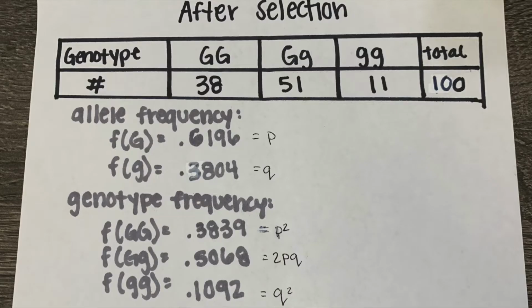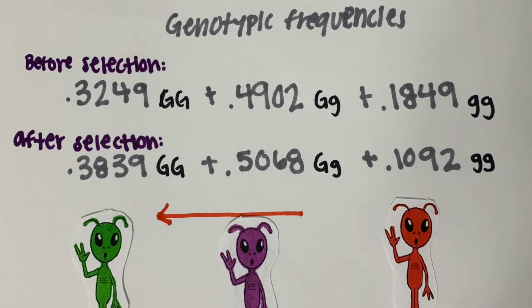We can use these genotypic frequencies to work backwards and calculate the allele frequencies left in the population after selection. At the top, you can see the number of the aliens left in each genotype. If we compare the genotypic frequencies before selection to the survivors and their offspring after, we see that there is a shift towards more homozygous dominant green aliens. If selection continues to occur after infinite generations, the homozygous dominant green aliens will be the only ones remaining.